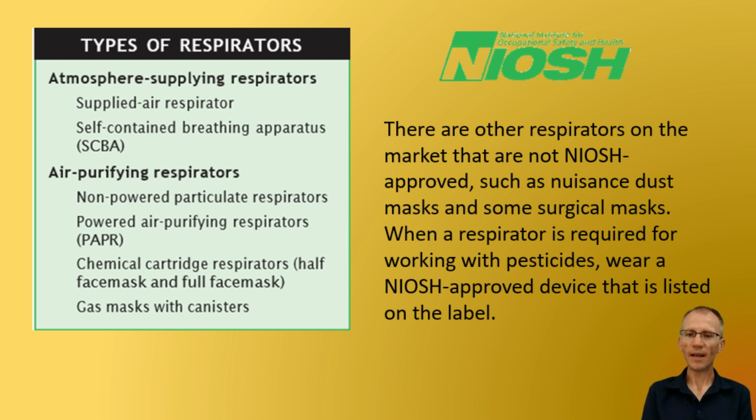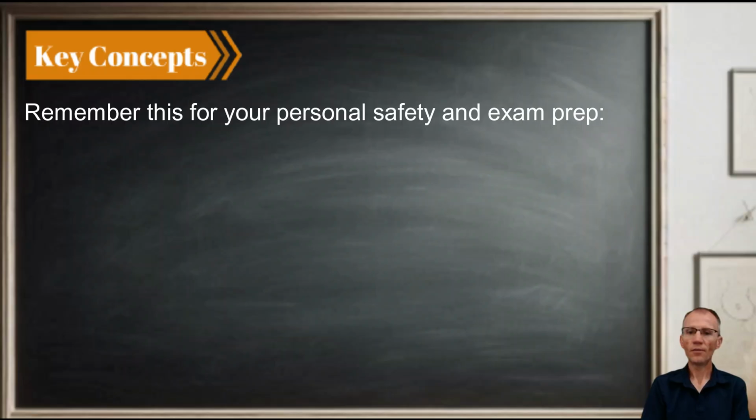And as you can see on the left side of the chart, we're looking at types of respirators. We have an atmosphere supplying respirator, which is a supplied air respirator, or a self-contained breathing apparatus, SCBA. We also have air purifying respirators: non-powered particulate respirators, powered air purifying respirators, PAPR, chemical cartridge respirators, half-face mask and full-face mask, and gas mask with canisters. Remember this for your personal safety and exam prep.